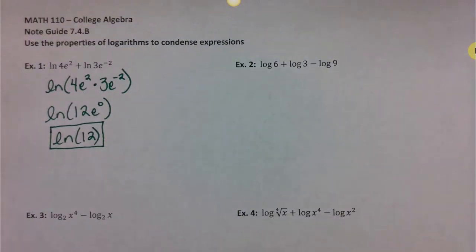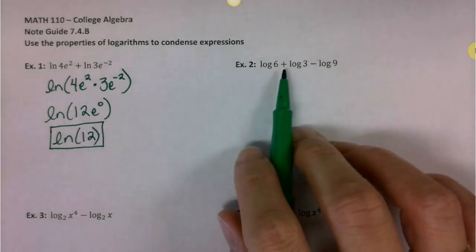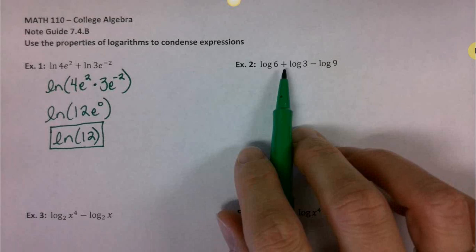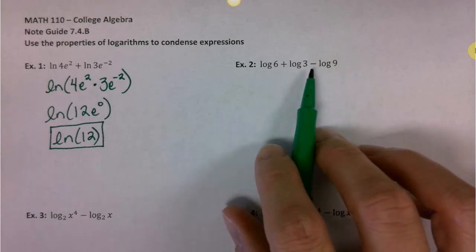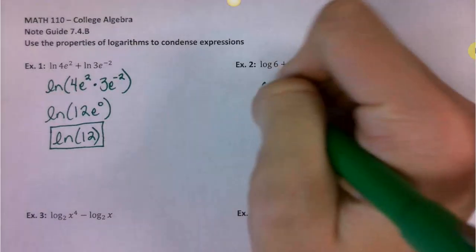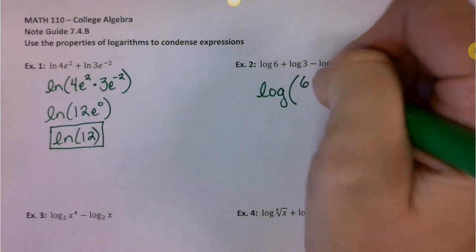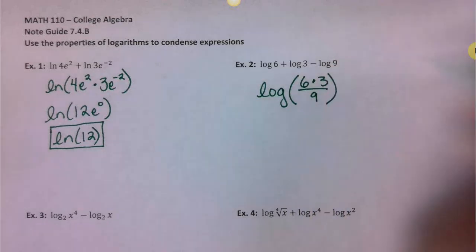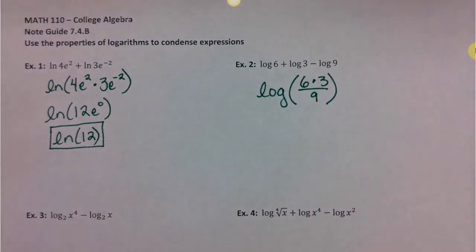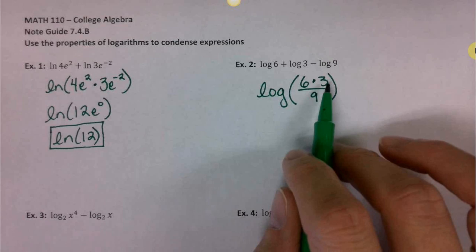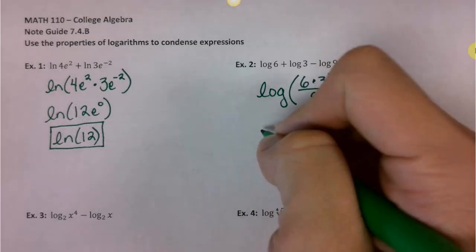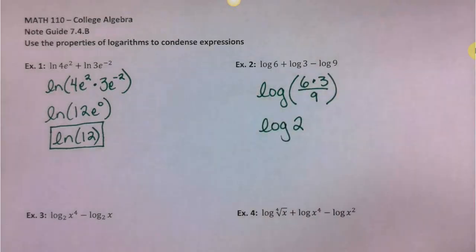The log of 6 plus the log of 3 minus the log of 9. So our properties tell us that we can turn an addition into a multiplication and a subtraction into a division. So this is the same as just a single logarithm, and then inside that logarithm we'll have 6 times 3 divided by 9. And then cleaning that up, 6 times 3 is 18, and 18 divided by 9 is 2. So all this is the same as the log of 2. And that is not one that we can easily evaluate in our head, so we're just going to leave it as the log of 2.